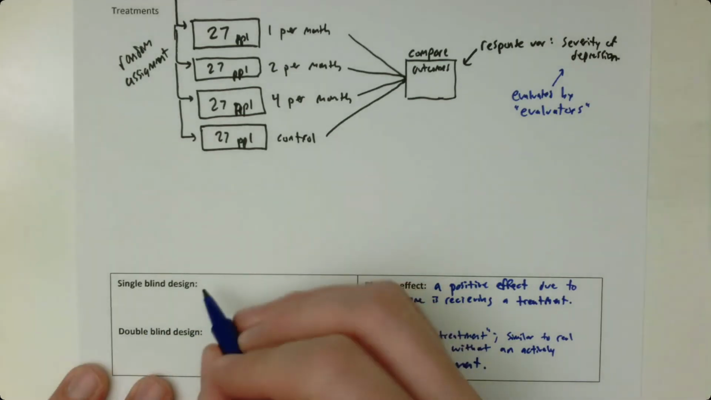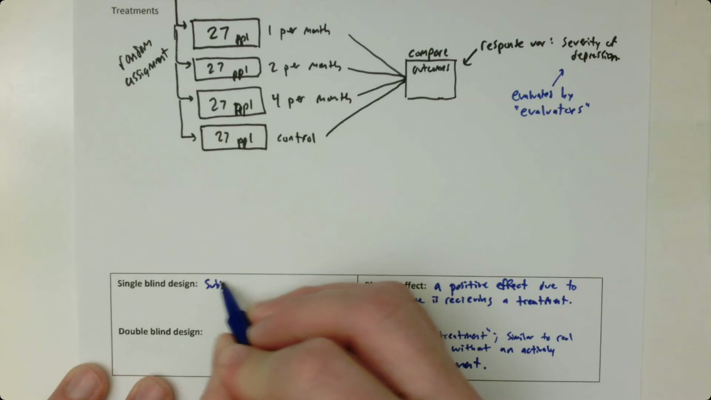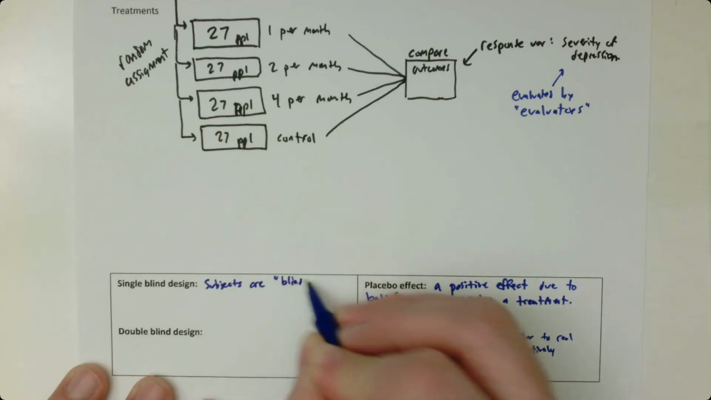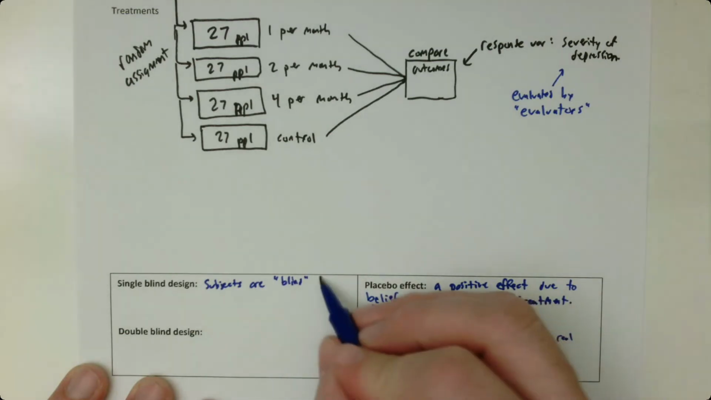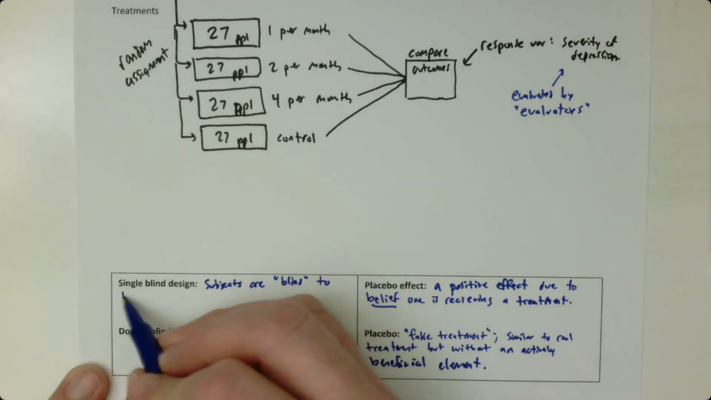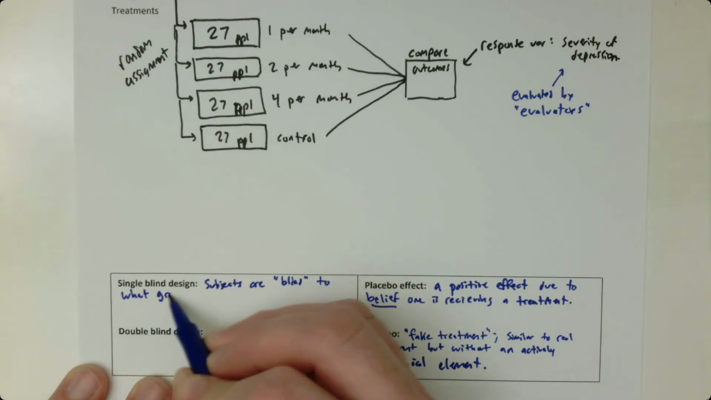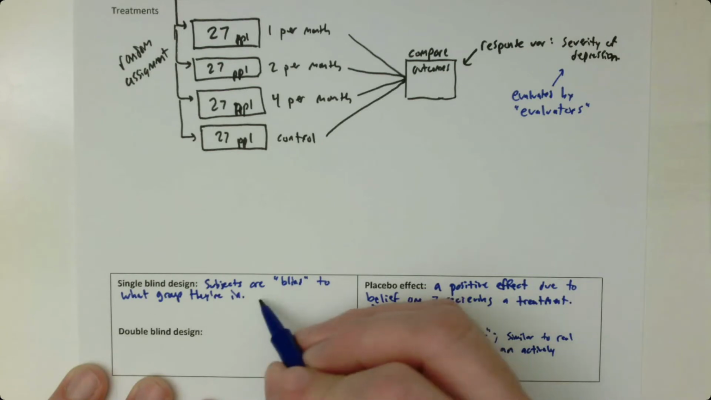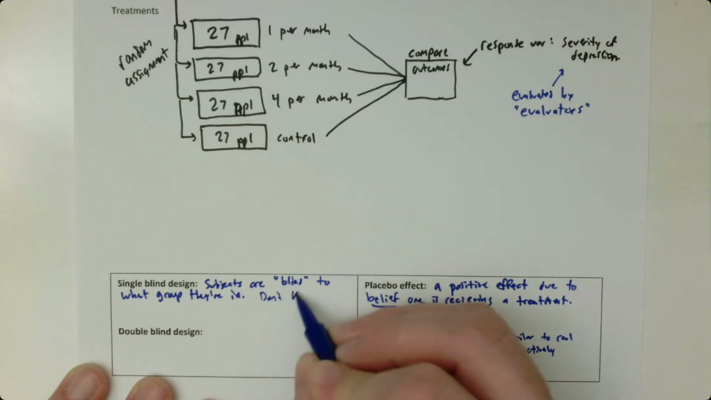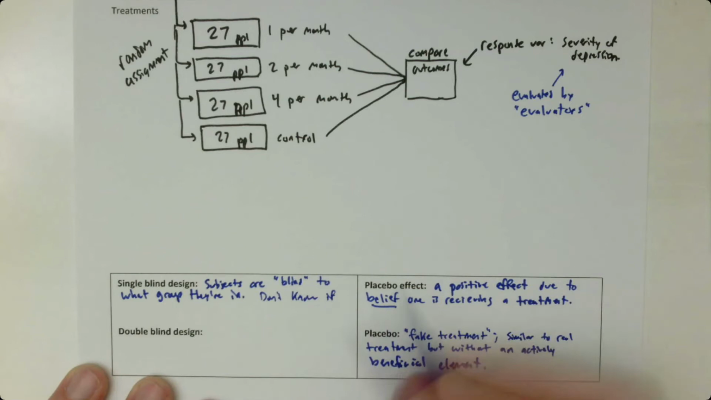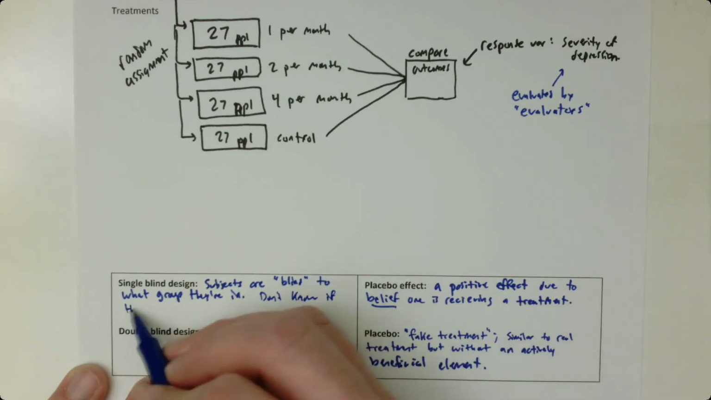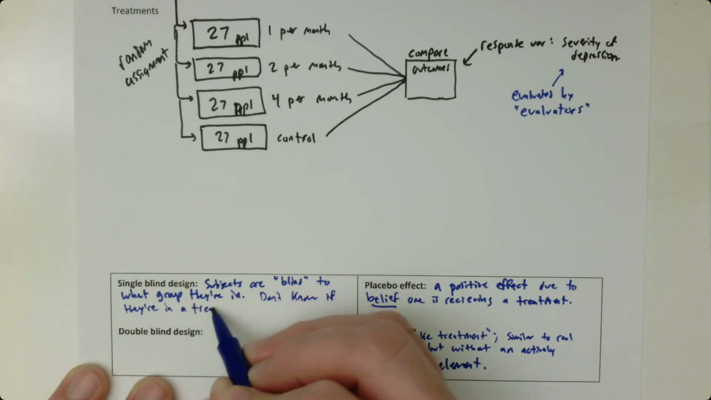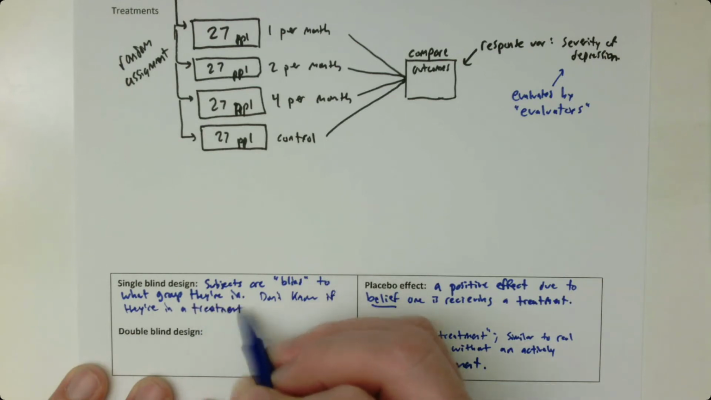A single blind design is when the subjects are quote unquote blind. That is, they don't know. The subjects are blind to what group they're in. So in other words, they don't know and they can't guess if they're in a treatment or control group.